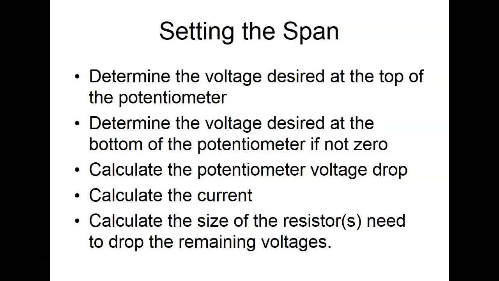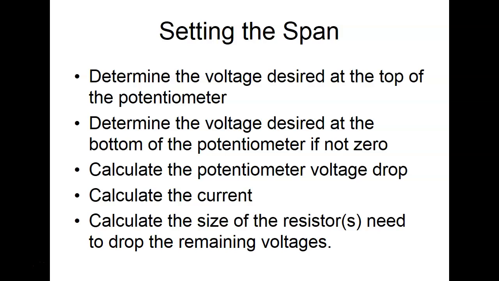Setting the span determines the voltage desired at the top and the bottom of the potentiometer. So what we can do with a pot is we can determine what minimum voltage and what maximum voltage we get out of it. So right now we're either getting 0 or we're getting 20. But let's say we wanted 0 to be 2 volts, so that way we can measure plus and minus positions, right? Does that make sense? So we have the ability to do what we call set the span.